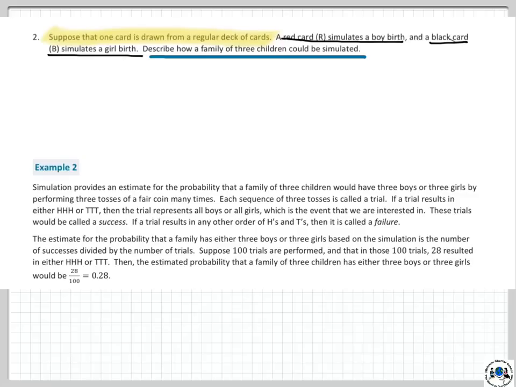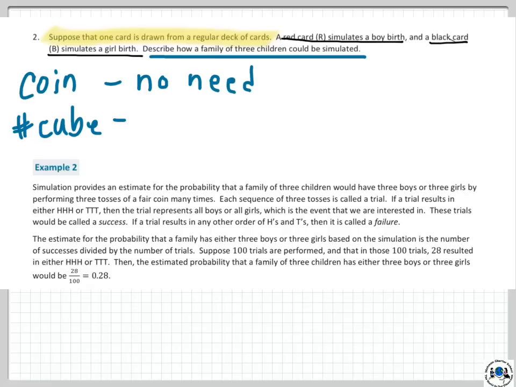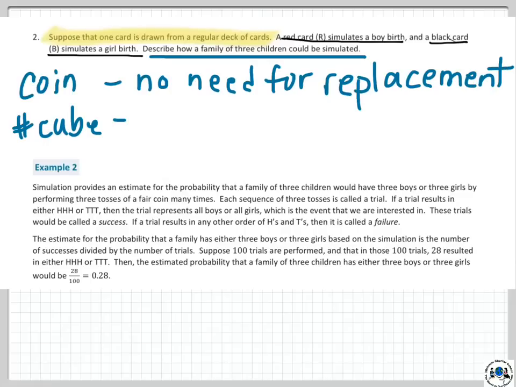Now, the key difference is between a regular deck of cards and, let's say, a coin or a number cube. With a coin or a number cube, you have no need for replacement. You don't have to reset the coin or the cube, because you roll it and have your 1 out of 6 chance of rolling one number or another. You pick that cube up again, roll it again, and it's automatically the same 1 out of 6 chance. Coin, flip it, 1 out of 2 chance of heads or tails. Flip it again, same thing. There's no such thing as replacement.